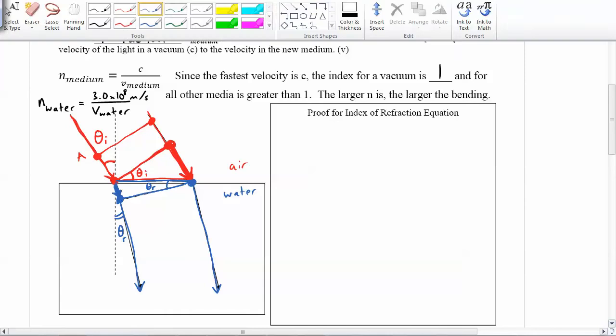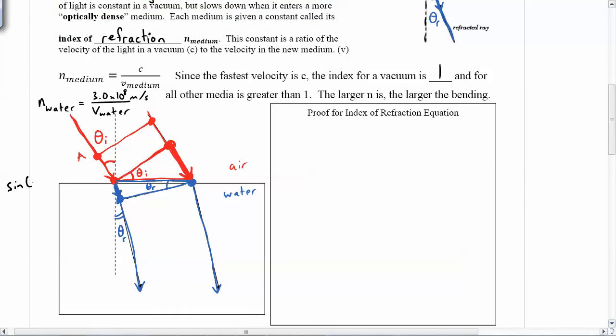Now, because sine theta, SOHCAHTOA, is opposite over hypotenuse, that means that the opposite side is hypotenuse times sine theta. So the opposite side of the angle is hypotenuse times sine theta. Let's call the hypotenuse x in this case. x sine theta, and that's this distance right here. Okay, the opposite side of this angle is hypotenuse, which just happens to be the same, also x. This distance is x sine theta R.